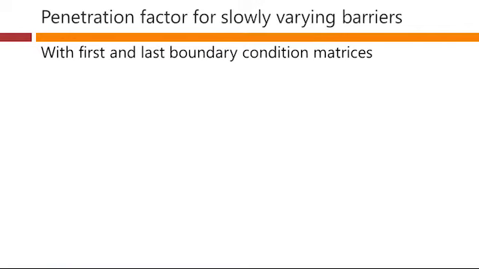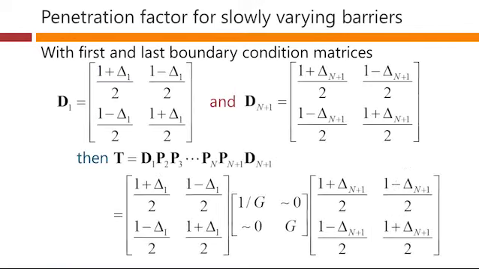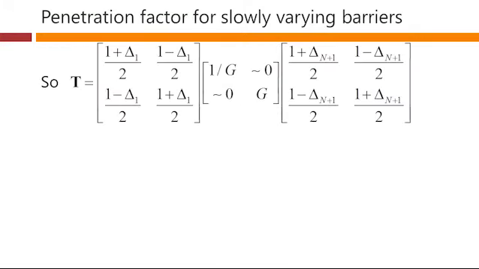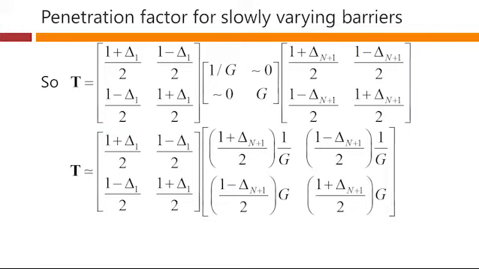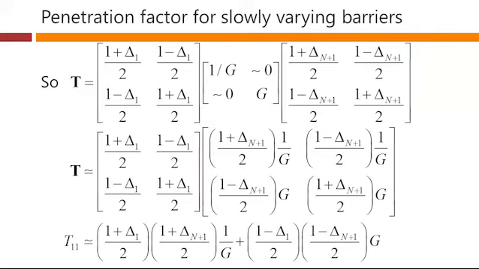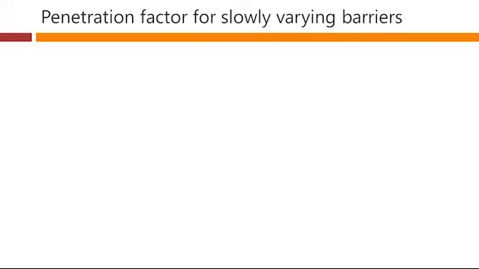With our first and last boundary condition matrices in this form, then our total transfer matrix, multiplying everything together, would be something that looks like this. So with that matrix, multiplying out these two matrices gives us something in this form. We remember that we are particularly interested in T11, because that is going to give us our transmission, actually, in this case. And T11 is the product of this column into this row here, so we get this result for T11.